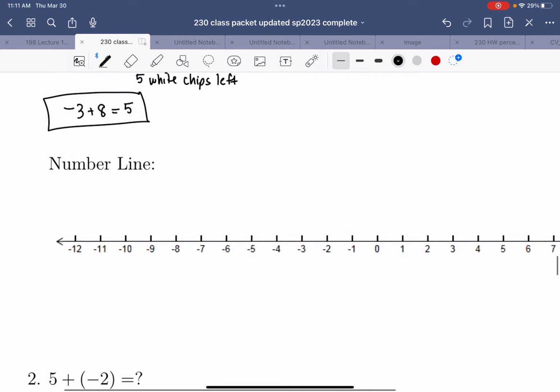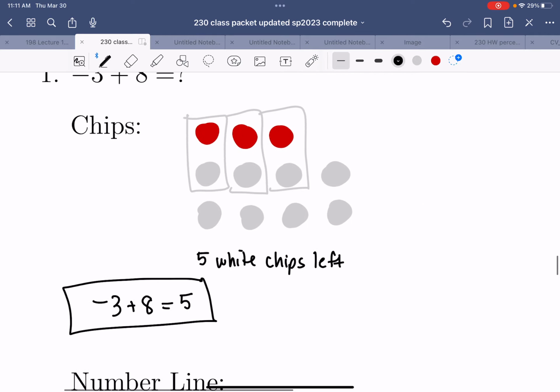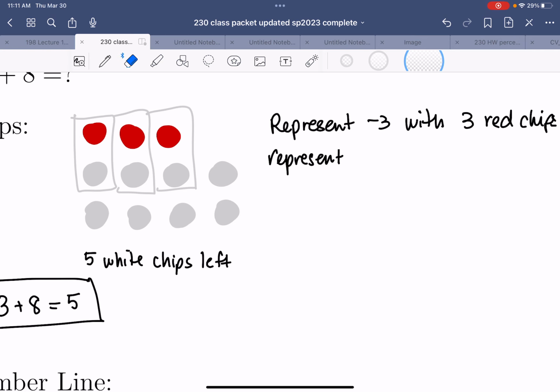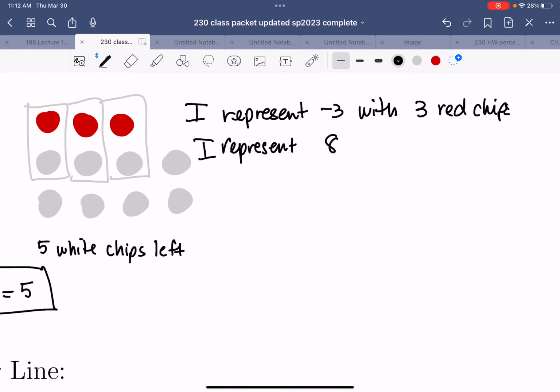On the number line, okay, and you're going to give me words that go with this. So the words that go with this, and I'm not going to write in full sentences, but you are. This would be something like we represent -3 with 3 red chips. Notice that I'm talking about the chips. I represent, here we'll use proper notation, make this a little r. I represent, or typically in mathematics we use we. We represent -3, we represent, but I is fine as well. We represent the 8 with 8 white chips.